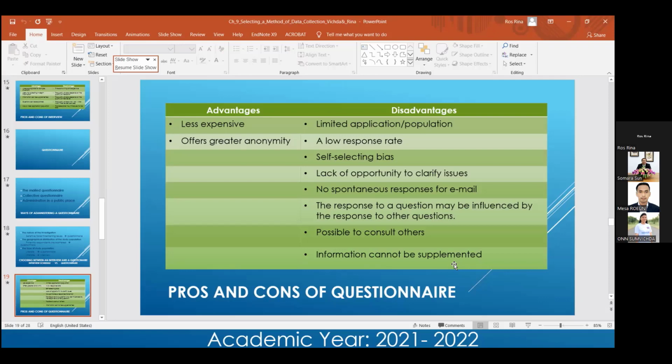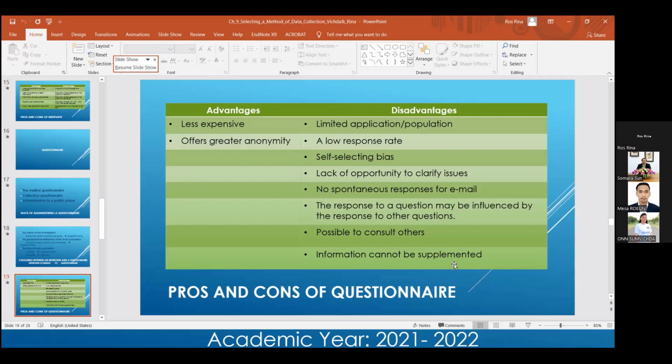And another one is no spontaneous response for email. Sometimes they respond, sometimes they don't. Another one is that the response to a question may be influenced by the response to other questions. Another one is the possibility to consult others. So sometimes they don't answer by themselves.